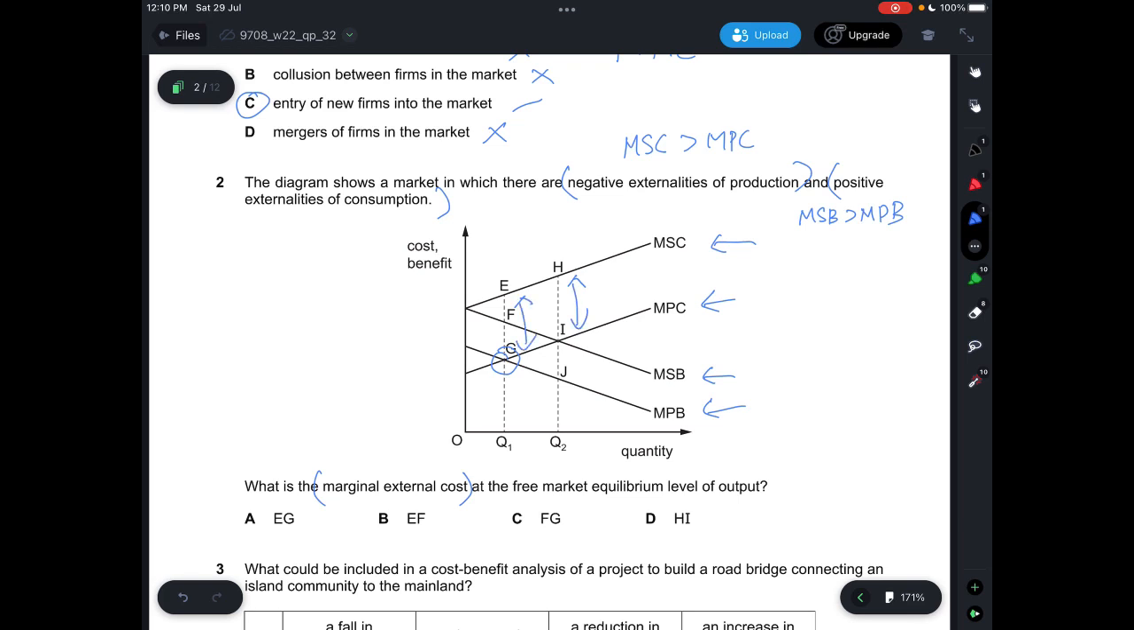However, because point I is the equilibrium where the MPC touches the MSB, this is not where we are producing at the moment. We are producing at a point where MPC equals MPB. So when you're producing at a point where MPC equals MPB, this means that your marginal external cost would be from E to G. So answer is A.